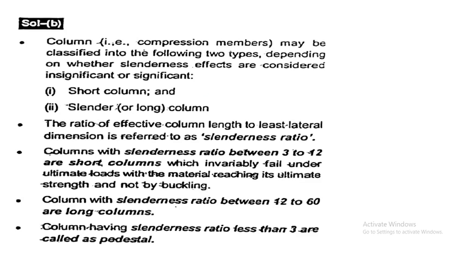Compression members may be classified into two types, short and long columns. The ratio of effective column length to least lateral dimension is referred to as the slenderness ratio. A column with a ratio of 3 to 12 we call a short column. From 12 to 60 we call it a long column. If it is less than 3, we call it a pedestal. Remember these points, that's it.